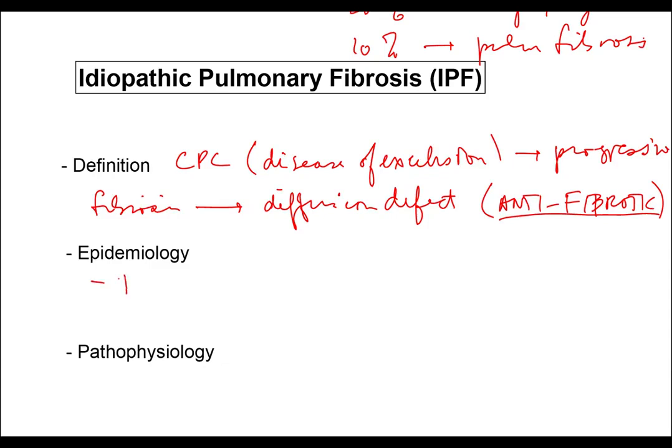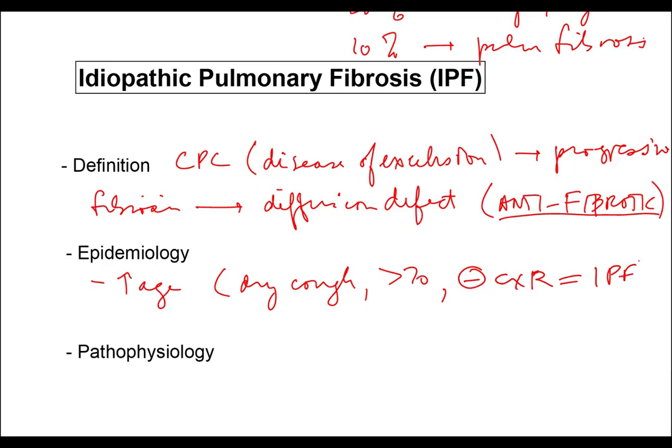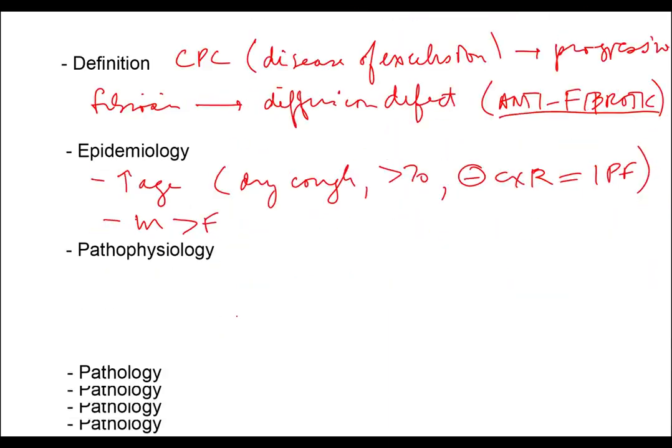This is a disease that increases with age. If you have a patient that has a non-productive or dry cough, and they are over 70 years of age, and they have a negative chest x-ray, that's going to be idiopathic pulmonary fibrosis, by far and away the commonest cause. So this is a disease that most of us are going to see in our practice. And it's a disease in which males are more commonly affected than females, so your typical patient's going to be our 70-year-old male.